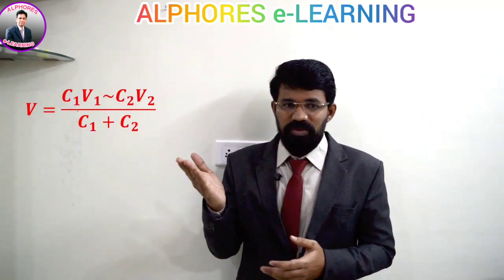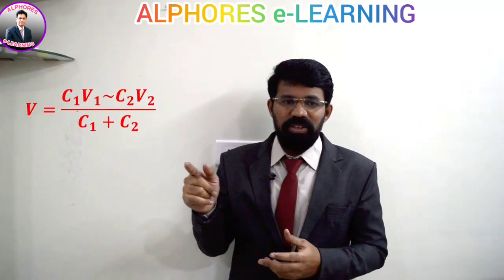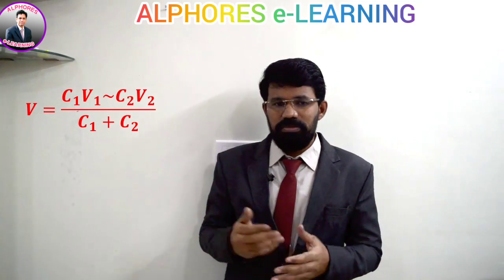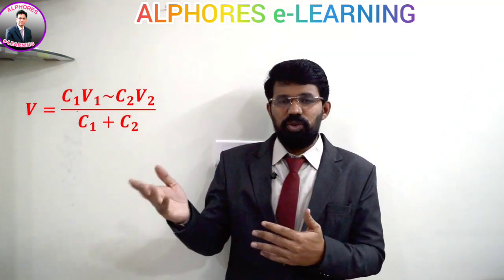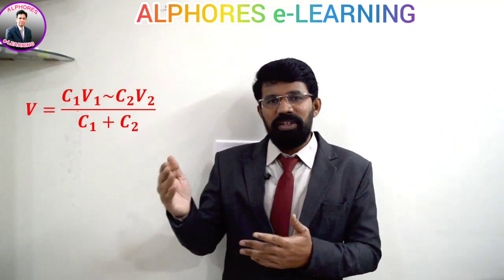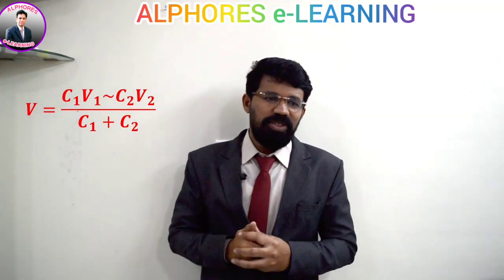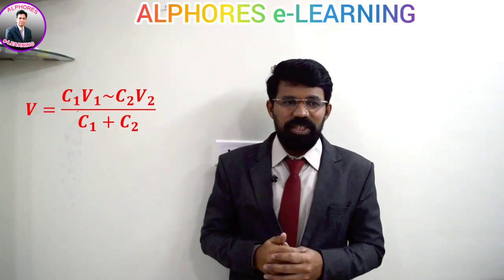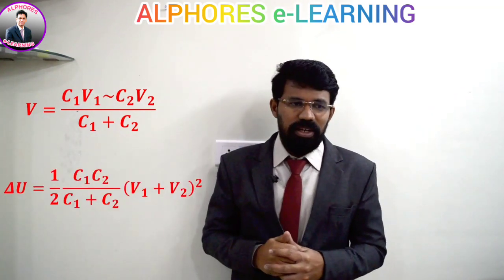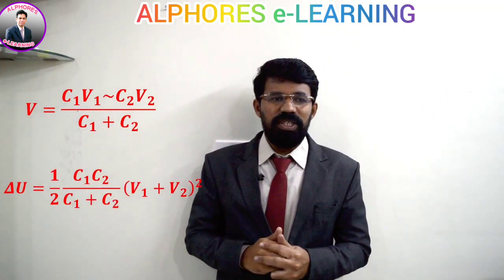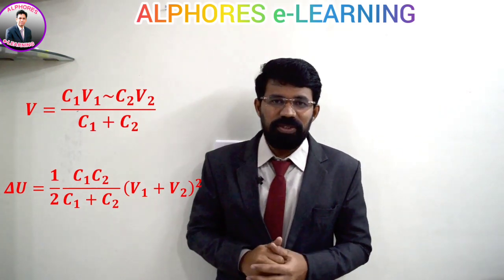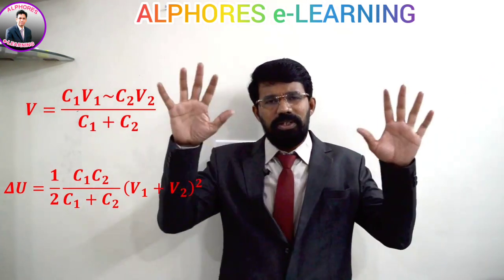If that is the situation, then the common potential expression can be written as V is equal to (C1 V1 minus C2 V2) by (C1 plus C2). If C1 V1 is less than C2 V2, you can write it as (C2 V2 minus C1 V1) by (C1 plus C2). And in this case, energy dissipation or change in energy is equal to this equation: delta U is equal to half C1 C2 by (C1 plus C2) into (V1 plus V2) whole square.